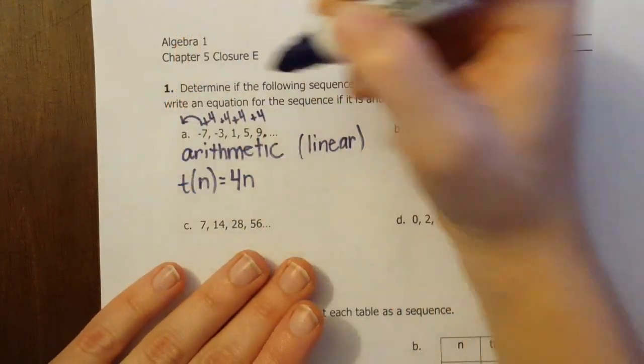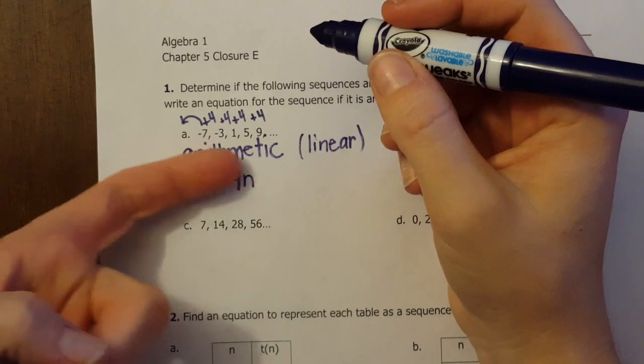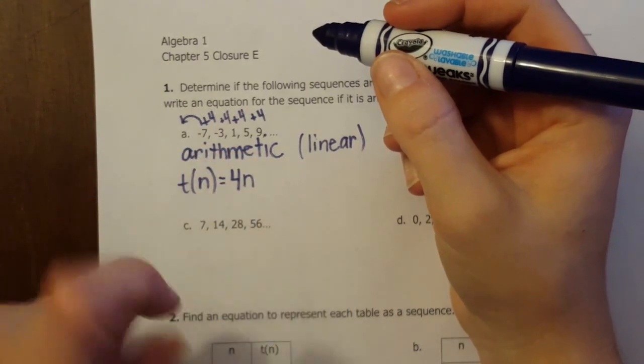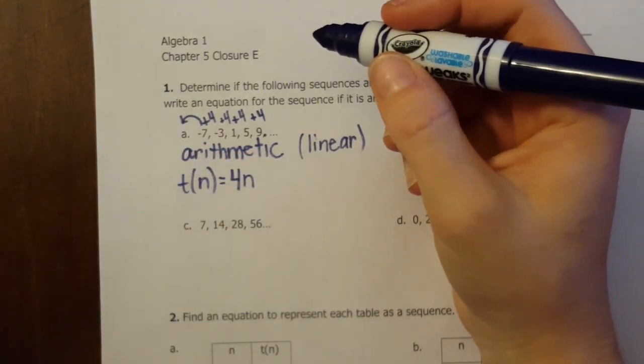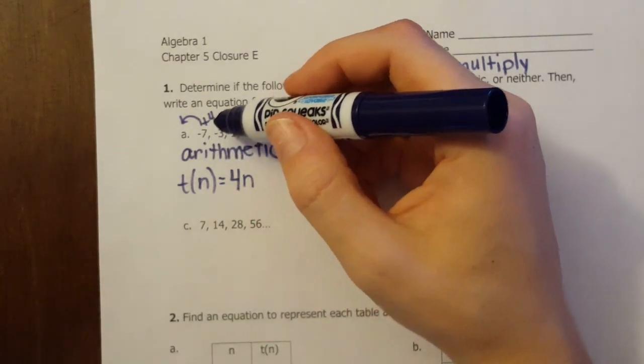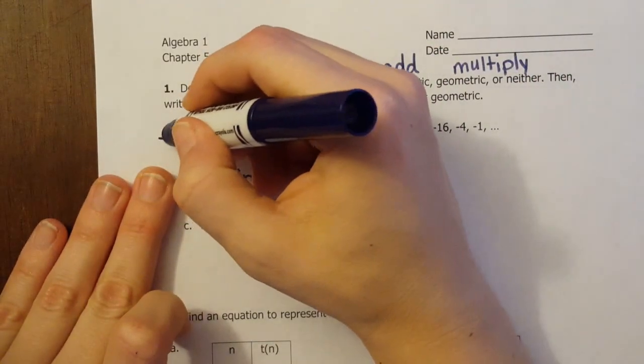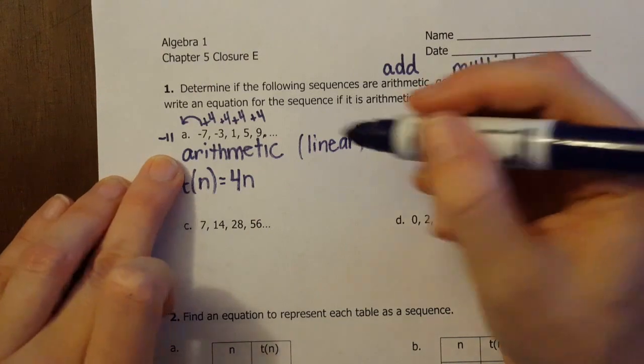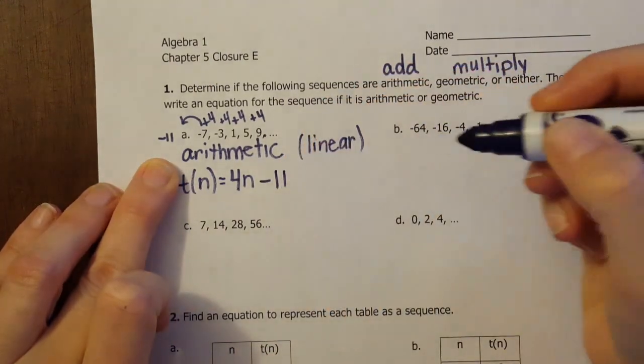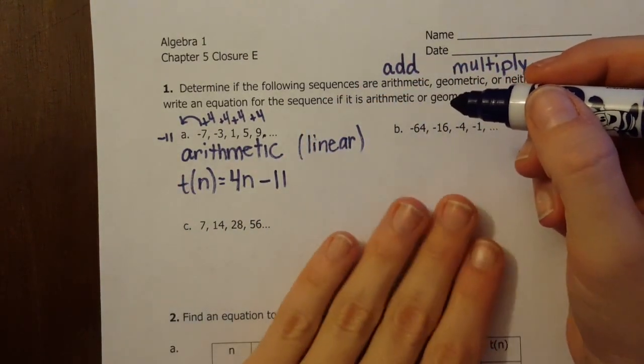We have to work backwards. Now if we're adding 4 when we go to the right, we're going to subtract 4 when we go to the left. So negative 7 minus 4 is going to give us negative 11 for our 0 term. So that's the answer for A.